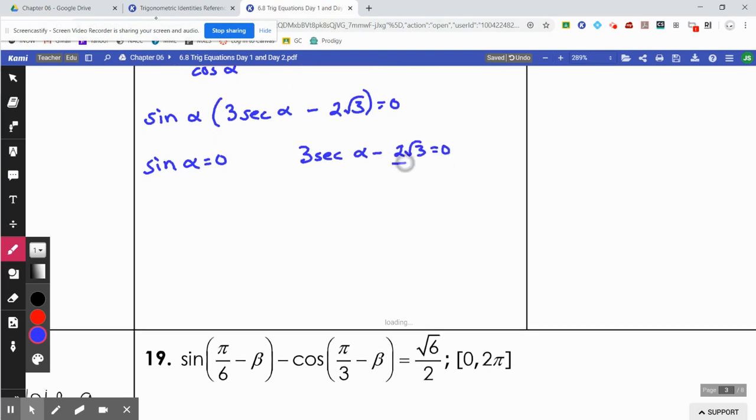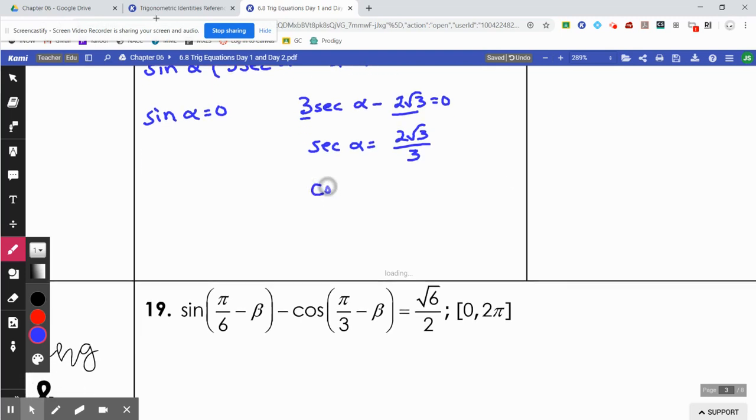Move the 2 root 3 and the 3 over, and that gives you the secant of alpha is 2 root 3 over 3. So therefore, the cosine would be 3 over 2 root 3. Let's rationalize that by multiplying top and bottom by root 3. The root 3 times root 3 would cancel with this, and it would leave you with a root 3 over 2. So there's our two things that we're going to solve now.